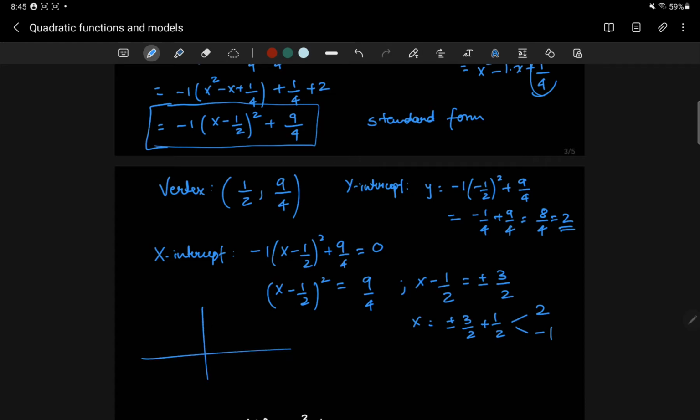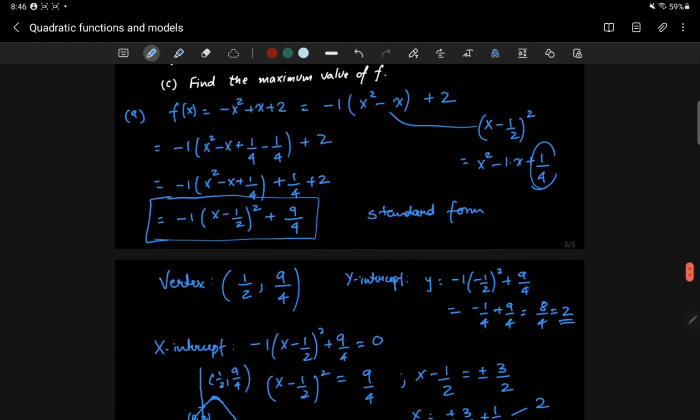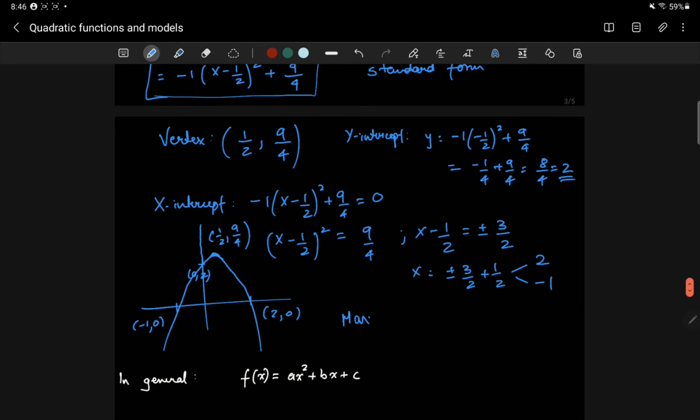So on my graph, I have an x-intercept at 2, I have an x-intercept at negative 1, I have a y-intercept at 2, I have a vertex at 1/2 and 9/4. 9/4 is slightly more than 2, so it's somewhere here. And then I connect these points, and it is downward facing because the coefficient of x squared is negative. And the max value is 9/4. Okay.